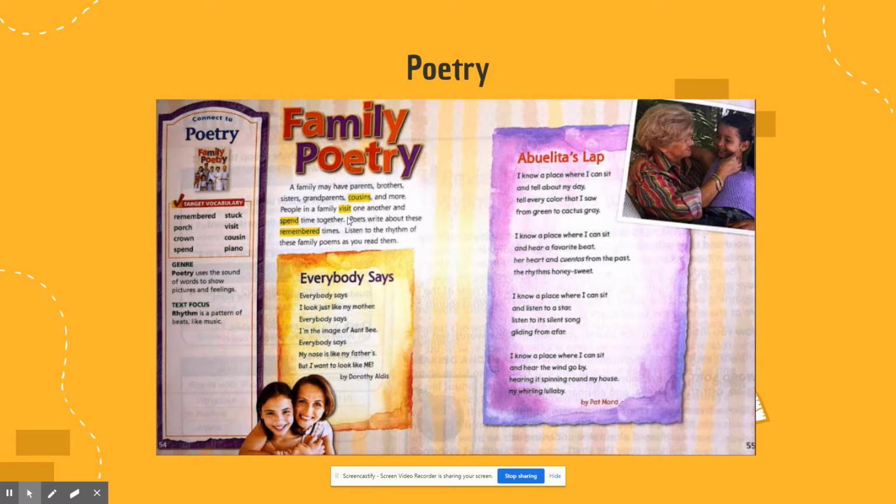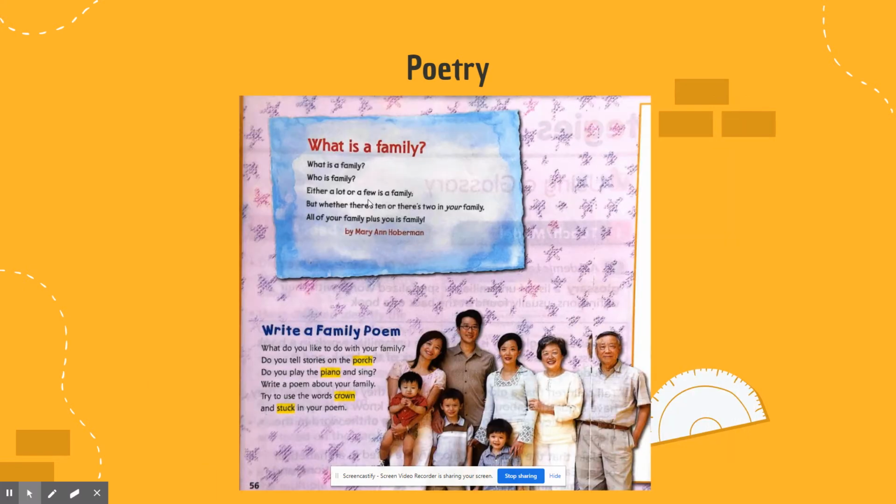Now, the thing is, poets are the people that write the poems, okay? Just as authors are the people that write the stories, well, poets are the people that write poems. And in class, we're going to be reading some of these poems about family members. And here is another poem about family. And then we get to talk about how to write our own family poem. And we get to do that together.